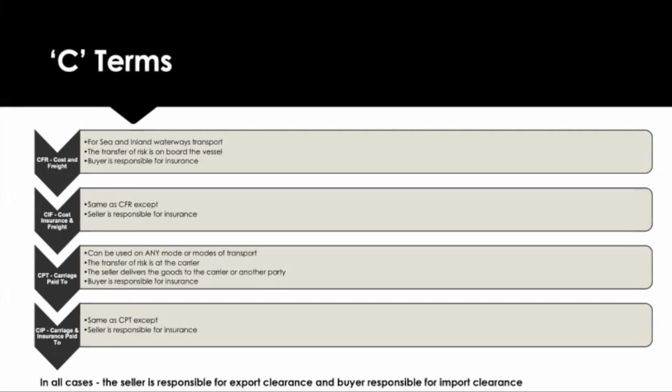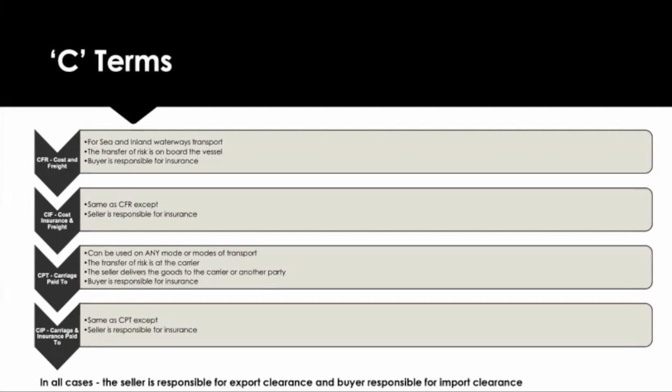CPT, carriage paid to, on any mode of transport. Most commonly it's used on road transport, I'd say. So it's carriage paid to, but no insurance. Whereas CIP is carriage and insurance paid to, where the seller is responsible for the insurance.